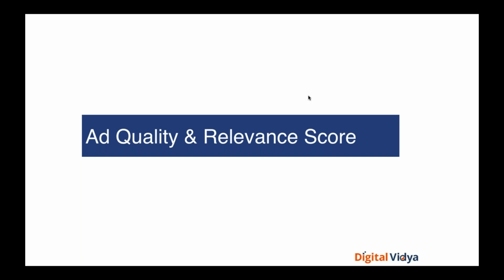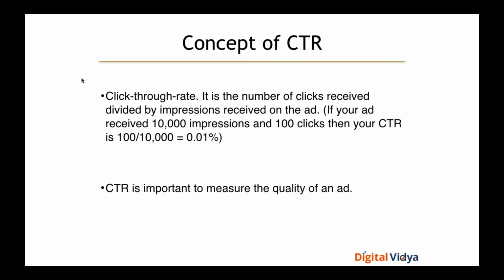In Google, it is known as quality score. So what is this? Relevance score, quality score. We'll understand, but first we'll understand this definition known as click through rate. What is click through rate? Click through rate is C by I, which is clicks upon impressions.